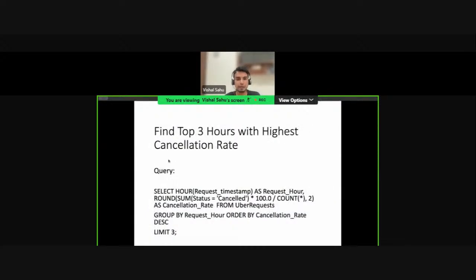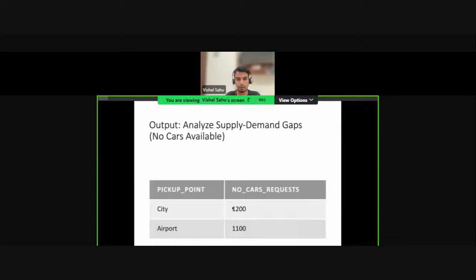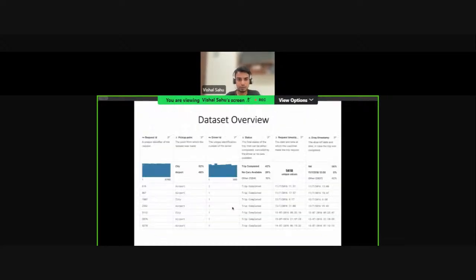So here I have tried to find out the top three hours with the highest cancellation rate. I would like to ask, did that question come to you when you saw this data? When you saw this sample data that I showed, did such questions come to your head about what all we can take out from this data, the top five things, top three things? Did they come up to your head also?